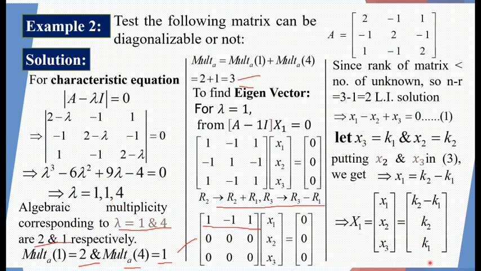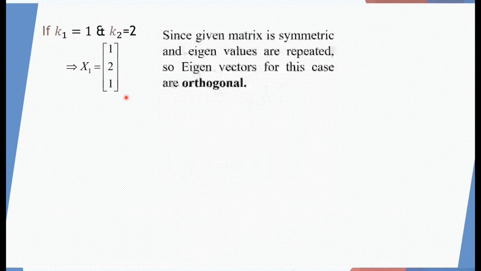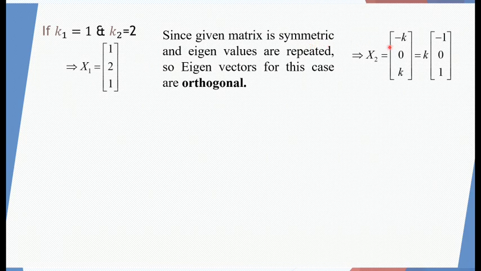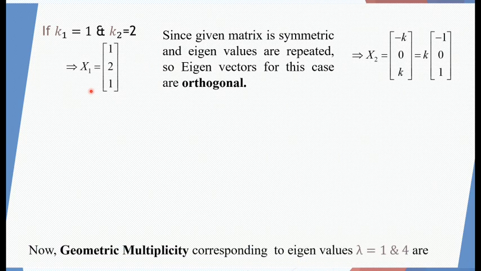So from here we can get multiple eigenvectors. If k1 equals 1 and k2 equals 2, then X1 equals (1, 2, 1). But the matrix is symmetric and the roots are repeated, so we can use the orthogonal property. Letting, in the same manner as discussed in the previous lecture, we can take X2 as (minus k, 0, k). So it will be (minus 1, 0, 1). So from here, we have two different eigenvectors for the repeated eigenvalue.